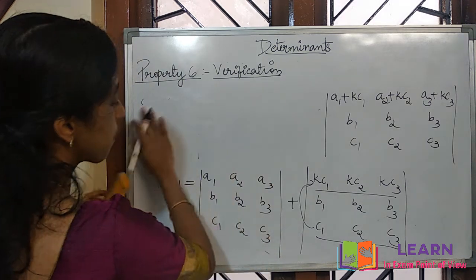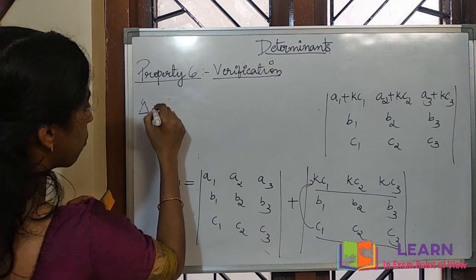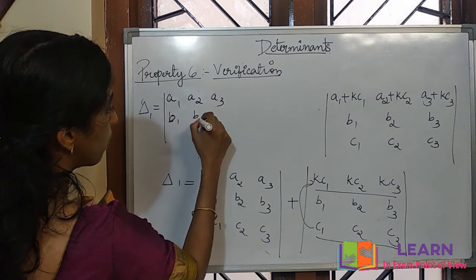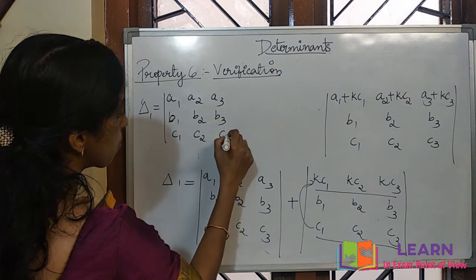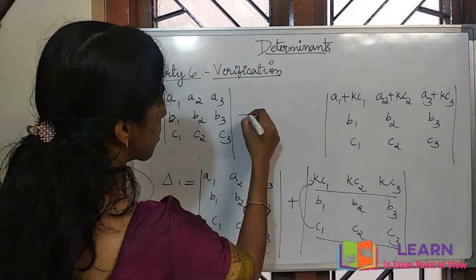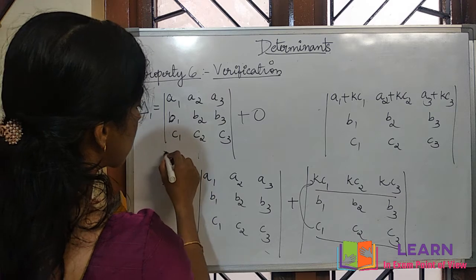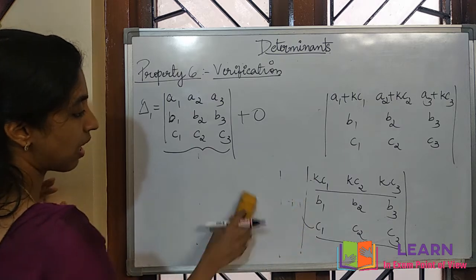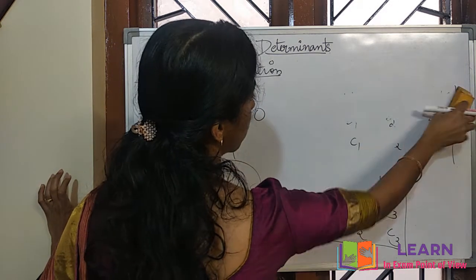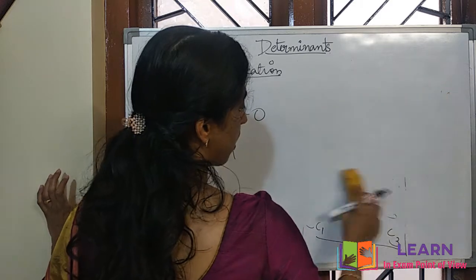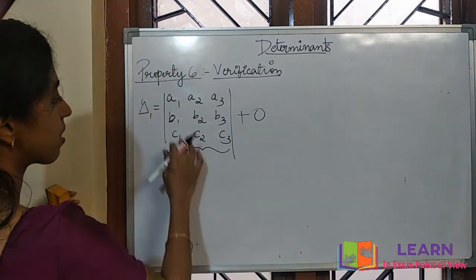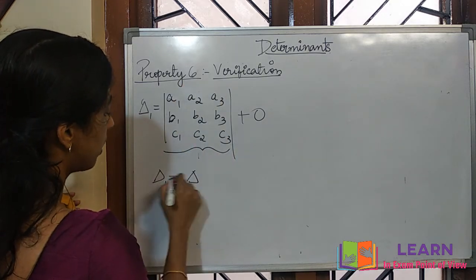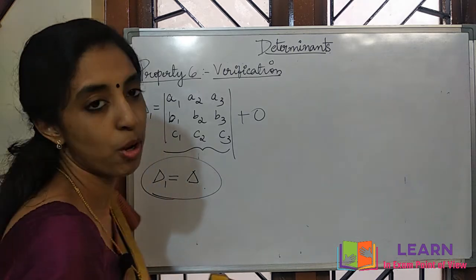It is one property. Then this can be written as delta 1 is now A1, A2, A3, B1, B2, B3, then C1, C2, C3, plus this determinant whose value is 0. That means the first determinant is actually delta, correct? So now we have proved that finally delta 1 and delta are the same. This is delta 1 and this is delta. So delta 1 is equal to delta, which is the proof, and we verified property 6.